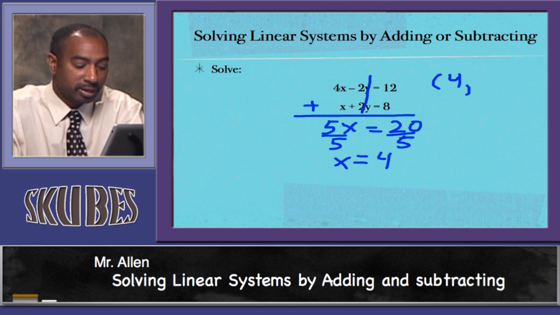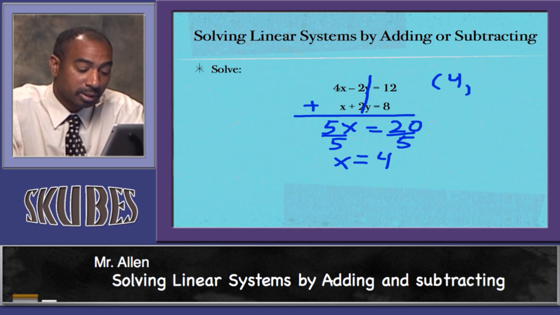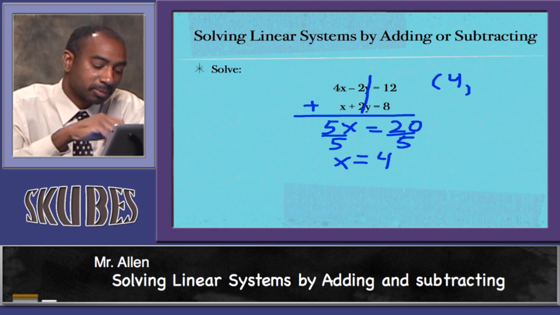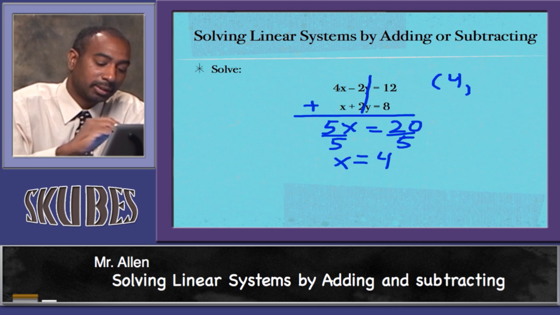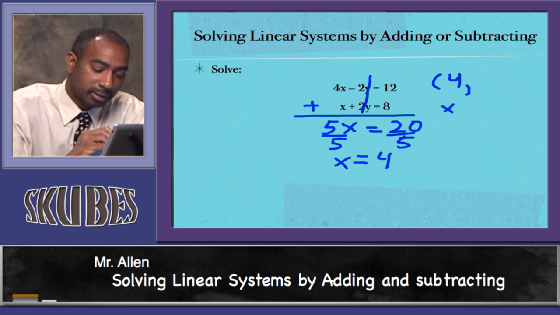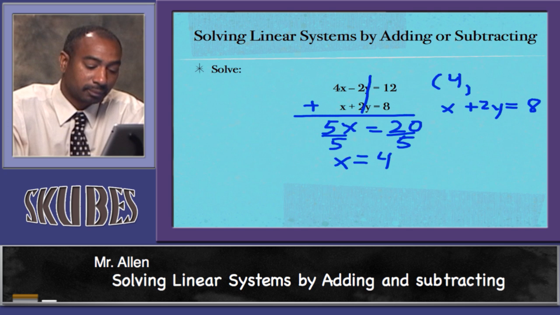And again, I can evaluate the top or bottom equation. Usually, you want to pick the equation with the lesser amount of coefficients, or the smaller coefficient. So I'll pick the bottom one instead of the top one. So I'll pick x plus 2y equals 8. You get the same answer if you pick the other equation.